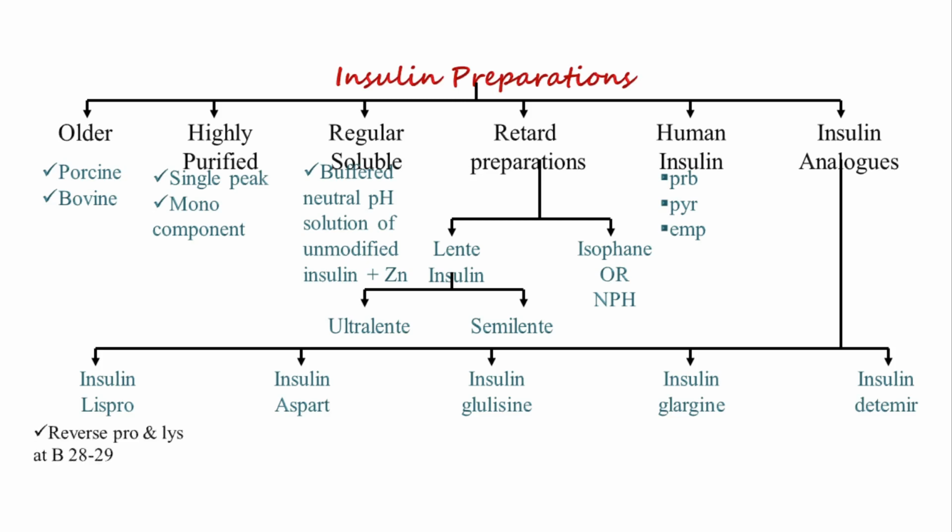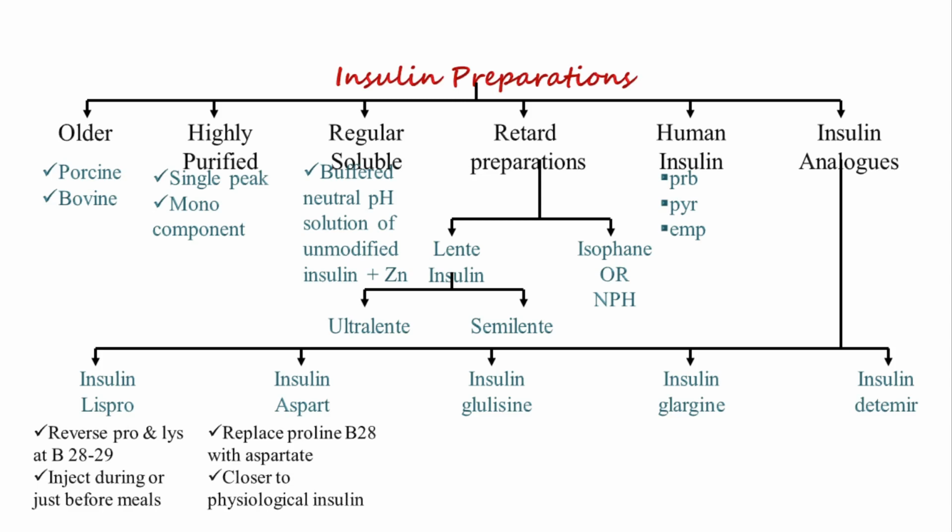Insulin lispro, remember, insulin has 2 chains, A chain and B chain. On the B chain, position number 28 and 29 is proline and lysine. If you flip the position and make it lysine and proline, you call it lispro. Simple. It can be injected just before meals or during meals. Insulin aspart is when you replace B28 proline, that's the 28th amino acid, on B chain with aspartate. This is much closer to the natural human insulin.